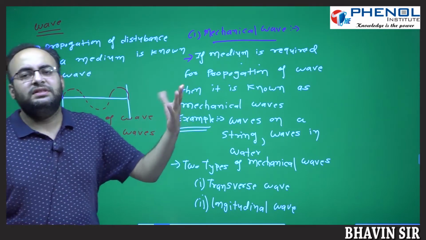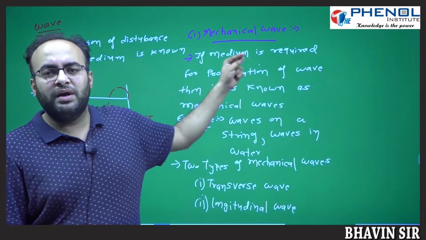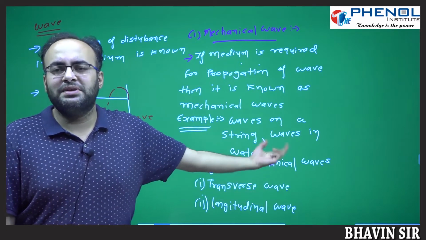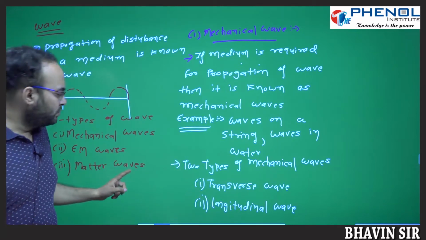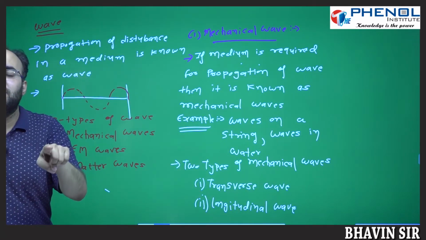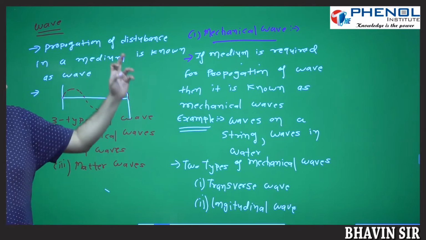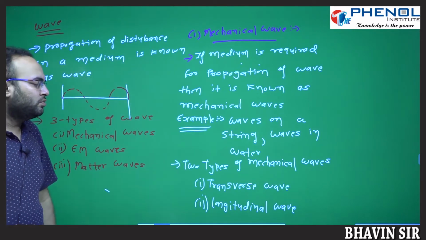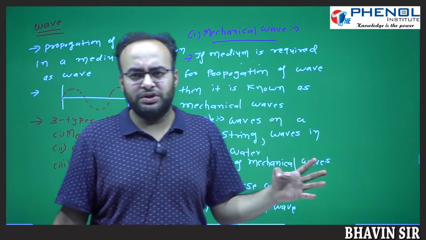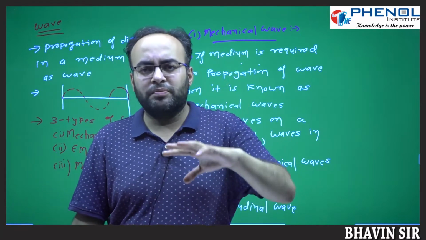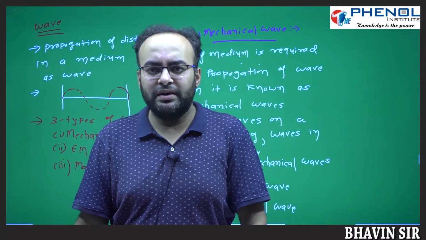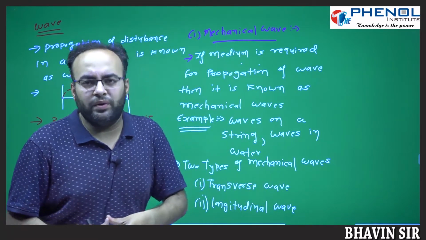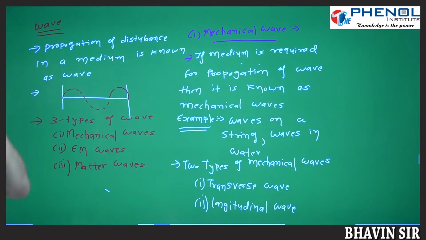Okay, see students, in this chapter we will discuss all about mechanical waves, meaning transverse and longitudinal waves. And these two, EM waves and matter waves, you study in standard 12. In 11th standard chapter wave we study mechanical waves, and there are two types of mechanical waves, transverse and longitudinal. For propagation of mechanical waves, medium is required, then it is known as mechanical wave.